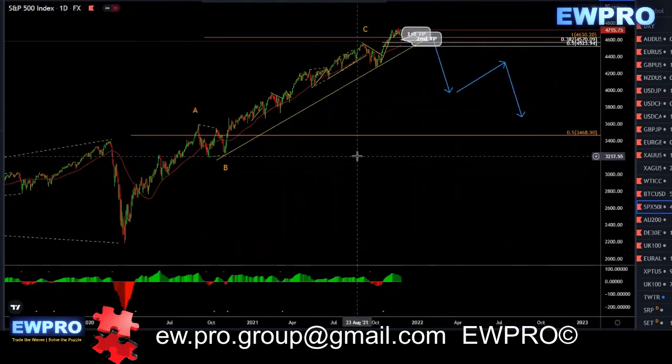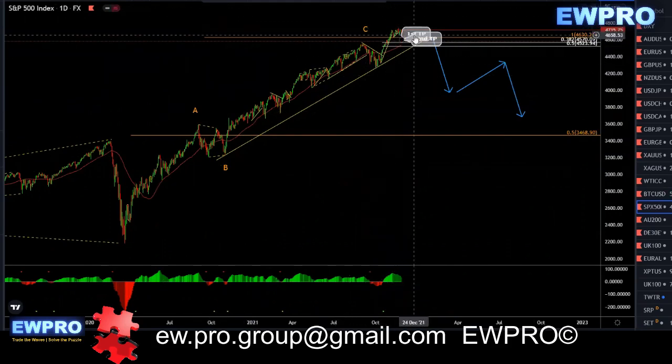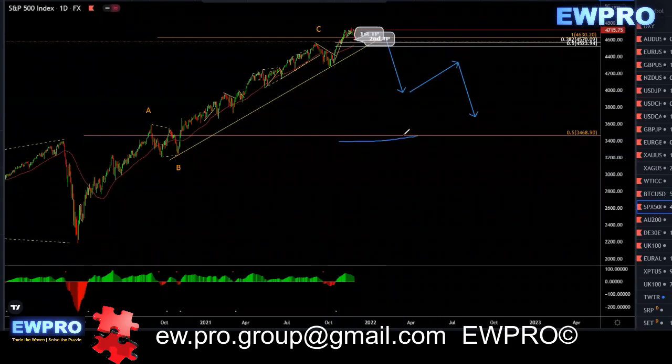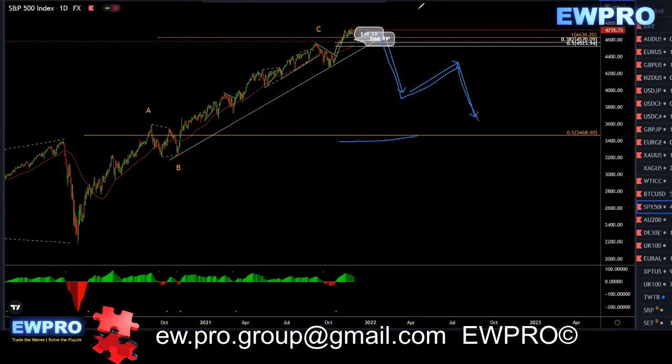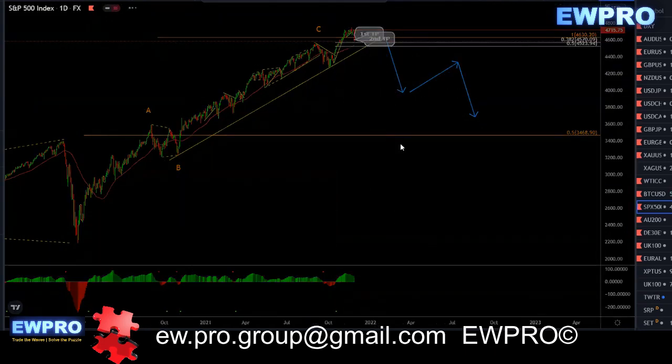S&P. So we breached that 100 fib. There's not much on. Eventually, we're looking for that 50 fib retrace, like an A, B, C. It's only a matter of time before this falls over, like I've been saying.